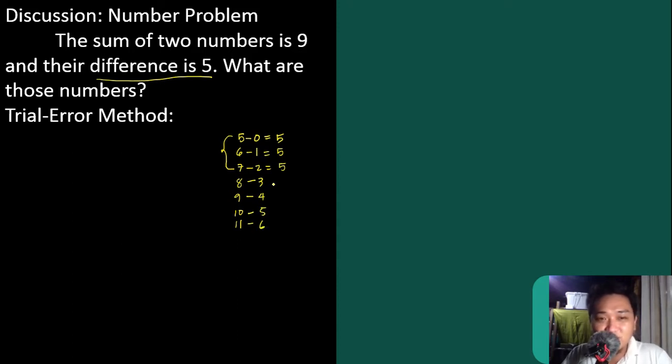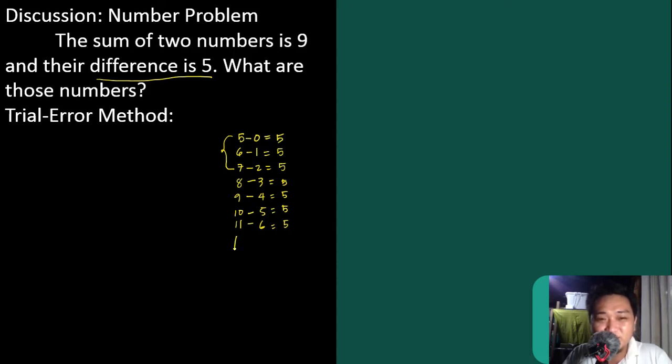8 minus 3 is 5. 9 minus 4 is 5. 10 minus 5 is 5. 11 minus 6 is 5. Ganon. So this is 5, 5, 5, 5. Now, having those patterns, mapapansin nyo na parang infinite ata yung solution ng difference of 5, or two numbers which have a difference of 5. Parang infinite ata yung result.